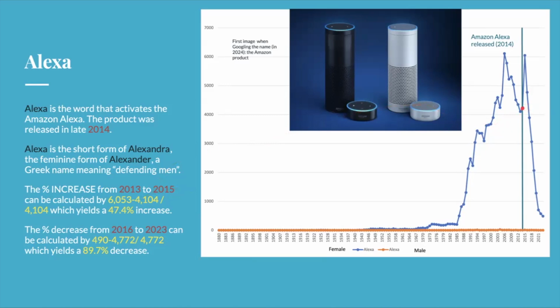And so Alexa is the short form of Alexandra, the feminine form of Alexander, a Greek name meaning defending man. Initially, there was an increase after the release of this product. From 2013 to 2015, there was a 47.4% increase, which is not very big overall. However, the percent decrease from 2016 to now, it has only been decreasing, is an 89.7% decrease.